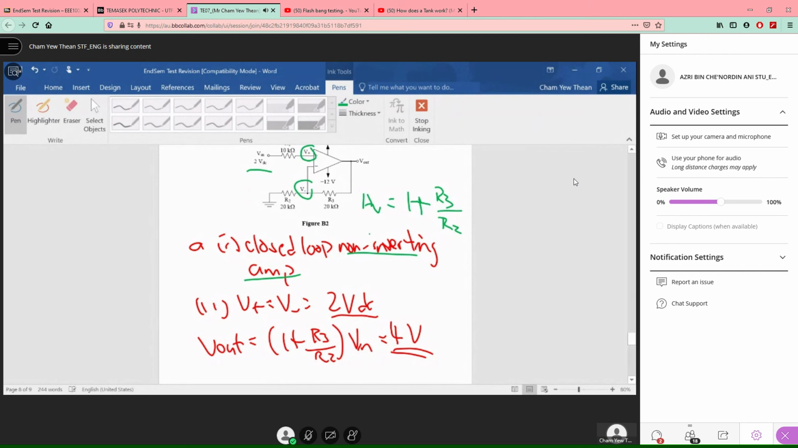This one is non-inverting. Right, properly. Very hard to write properly.